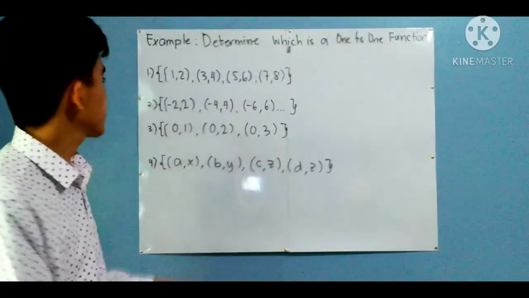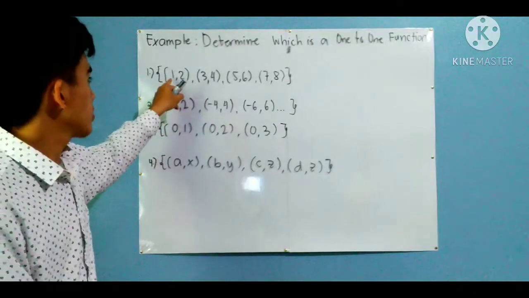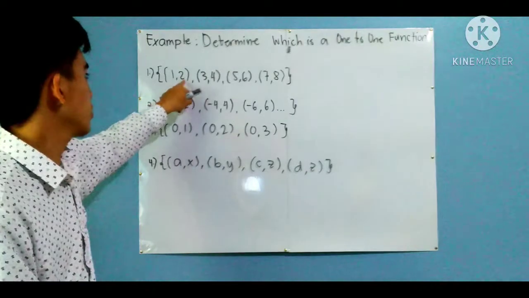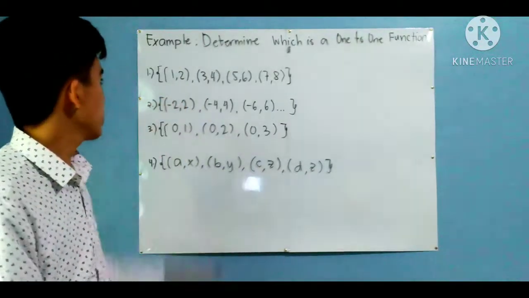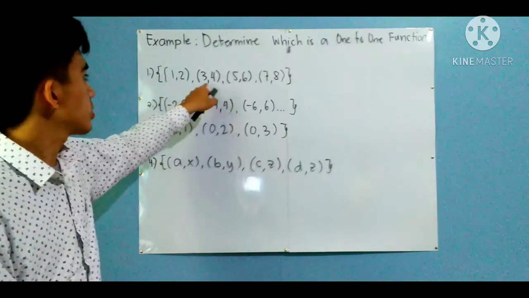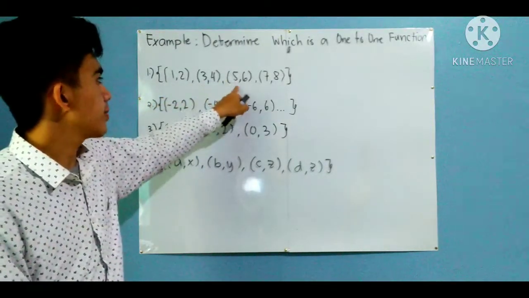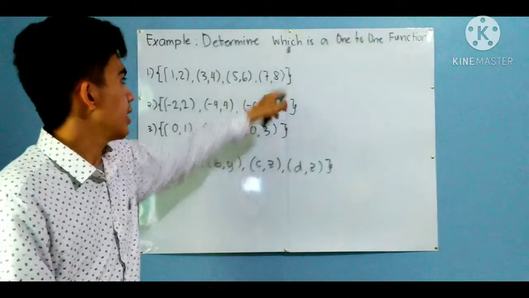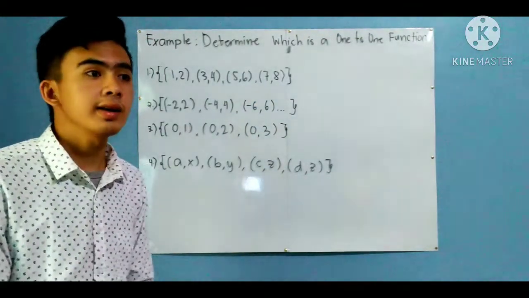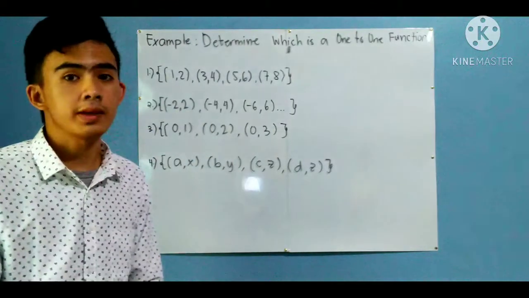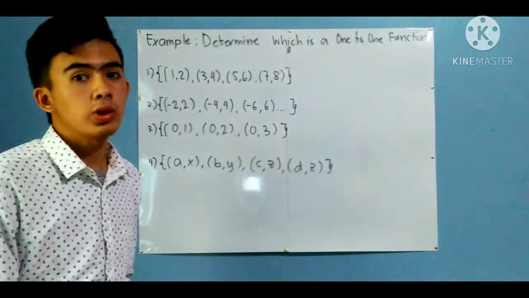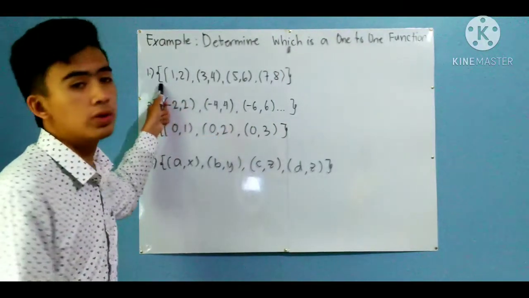So, number 1 is makikita natin is ito yung x natin at y. Itong 1 is our x and 2 is our y. So, makikita natin is 1 is naka-pair siya kay 2, 3, 4, 5, naka-pair siya kay 6, 7, and naka-pair siya 7 kay 8. So, makikita natin na naka-pair siya in one element. So, walang na-repeat. So, matatawag natin to na one-to-one function. So, it is a one-to-one function itong number 1.